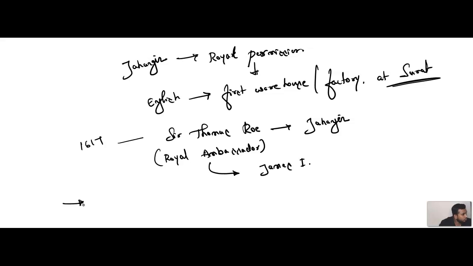Already one factory has started. Now what do they want to do? They want to expand their business. Understood? So he sought permission from Jahangir to establish factories in other places of the Mughal Empire.